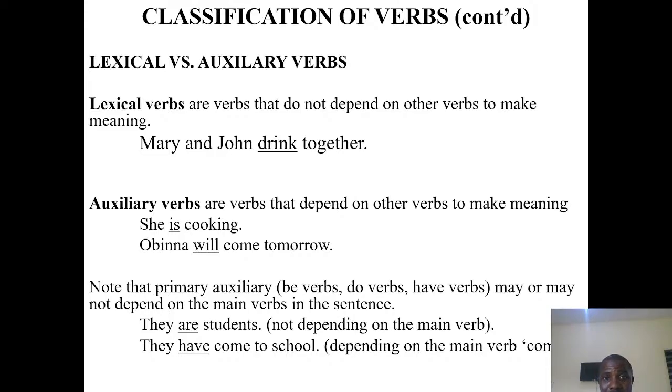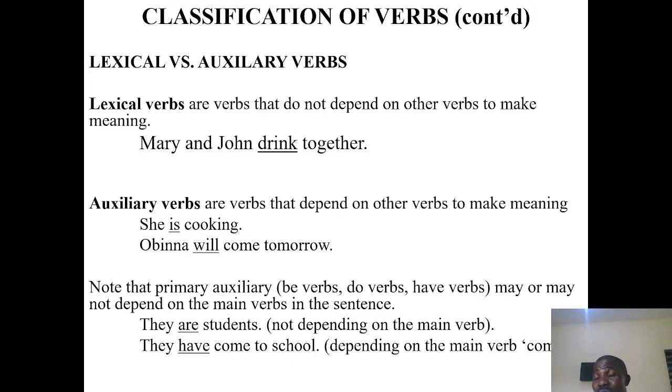Auxiliary verbs are verbs that depend on other verbs to make meaning. So, she is cooking. Cooking is the main verb. The word is is an auxiliary verb, supporting the main verb. Obina will come tomorrow. Will is an auxiliary verb, supporting the main verb. So what do we mean by supporting? If we say, she is, the sentence is not complete.